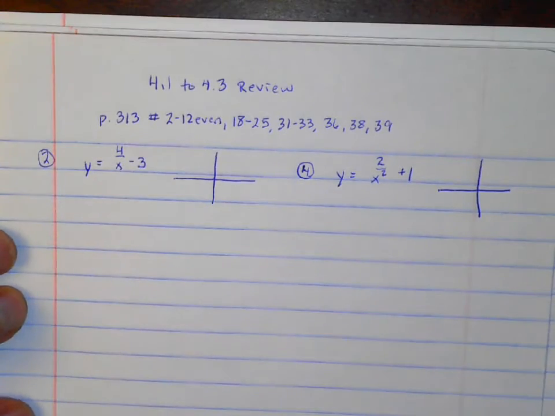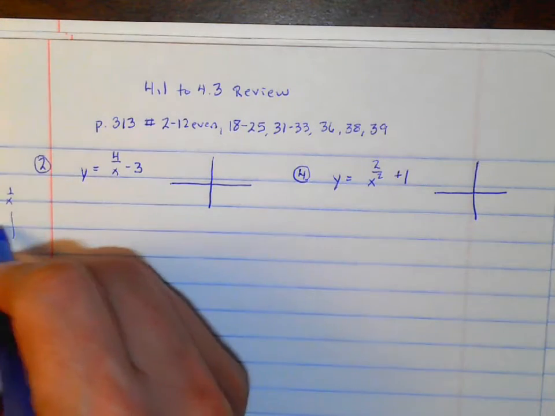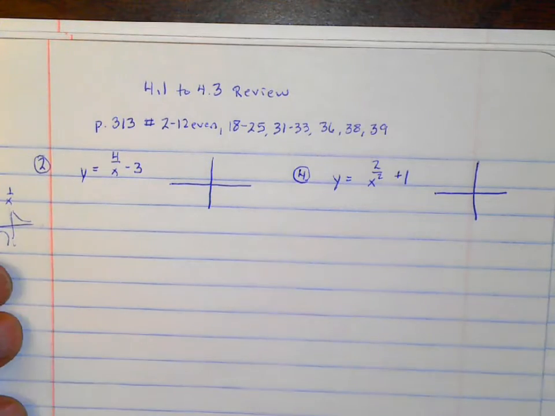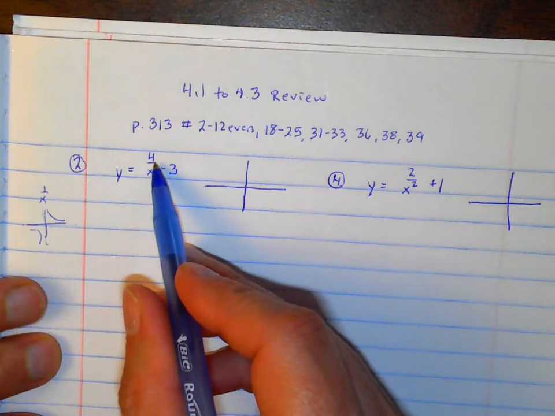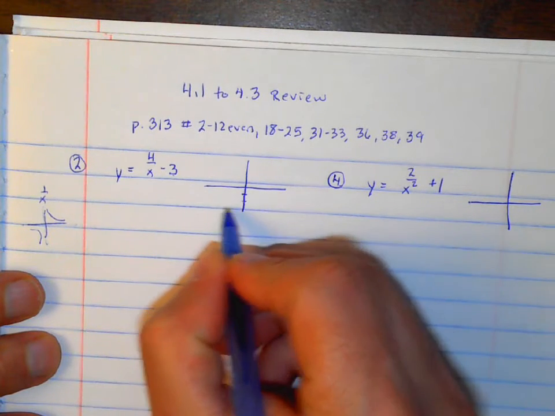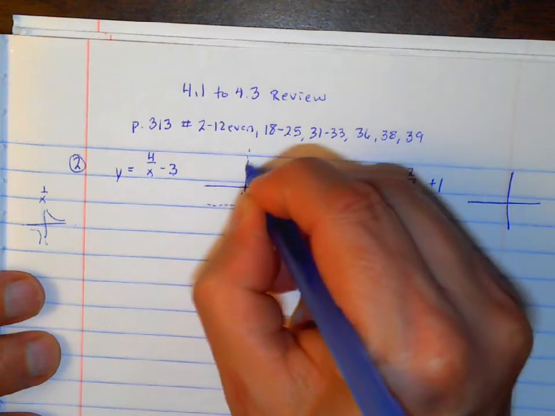Okay, numbers 2 and number 4. Remember number 2, 1 over x had vertical and horizontal asymptotes here, so the graph looked like this. Okay, so what this does is the 4 is kind of a stretch. We didn't worry about that too much. And then the minus 3 just shifted everything down 3. So our horizontal would be here, our vertical was here.